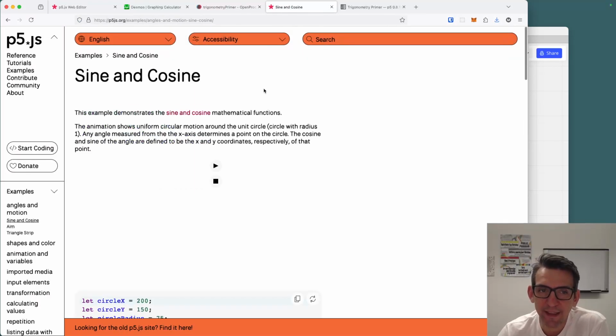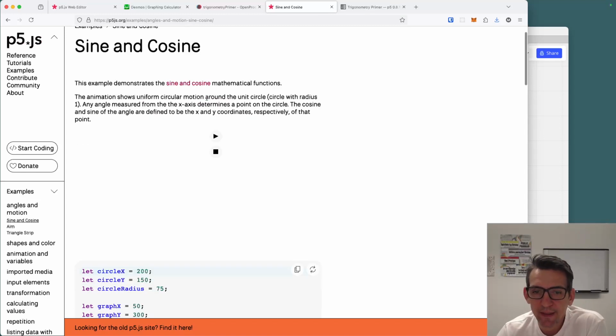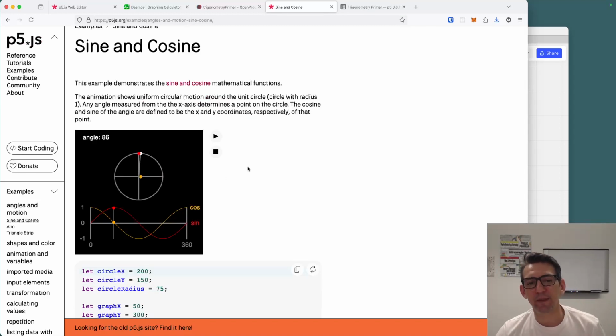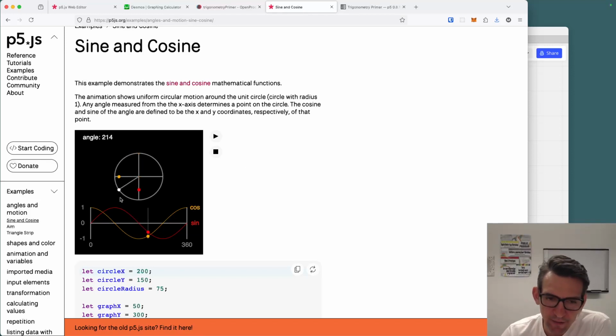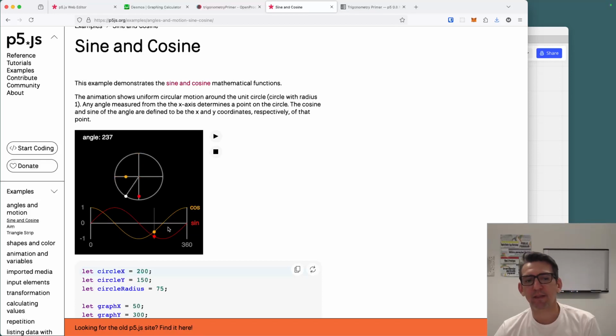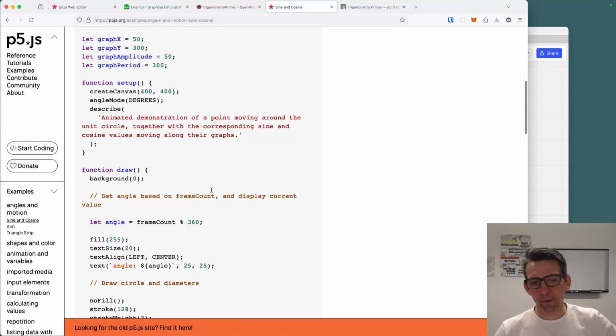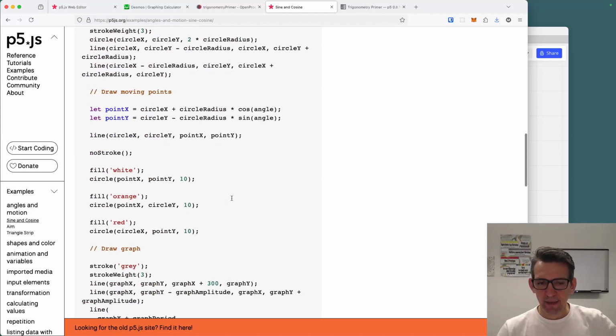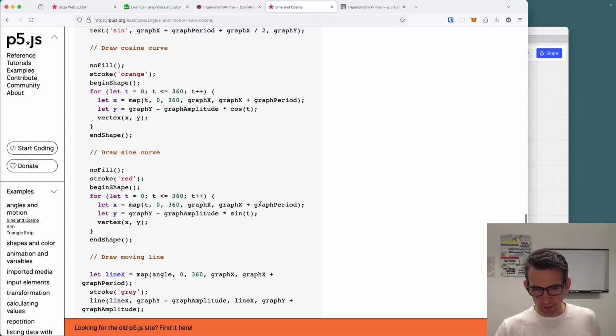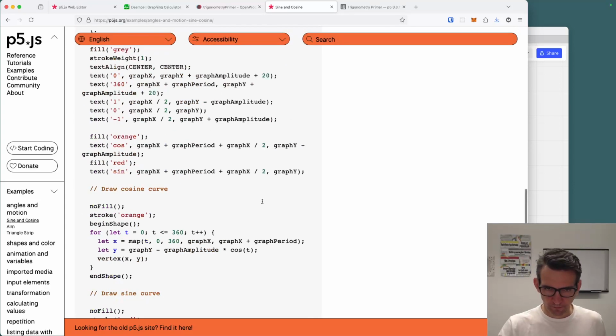right in the P5.js examples, sine and cosine, right? If you run it, it will give you these animated circles, and you can easily see that this red point represents the sine and the yellow point represents the cosine, and they give you the angle. So they kind of did what I did, but instead of being interactive, it's animated, and you can look through the code and see how exactly they wrote it in order to produce this animation.